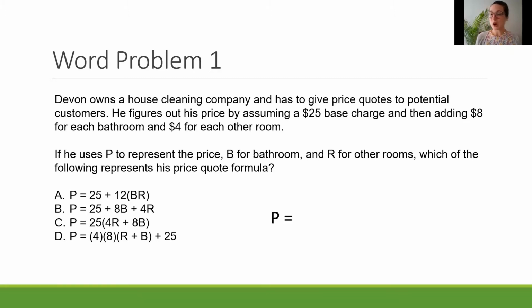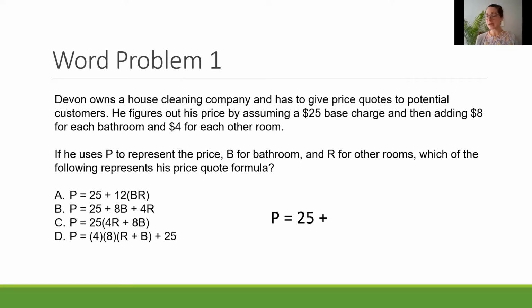So I'm going to start with the P because I know what I want to find is the price. And so all of my options here start with P equals, and that's what I'm going to start with also. So now I've used my P variable, and I need to look at what else is in this problem. Now, I also started with a 25 here after the equal sign. So far I know that there's a $25 base charge.